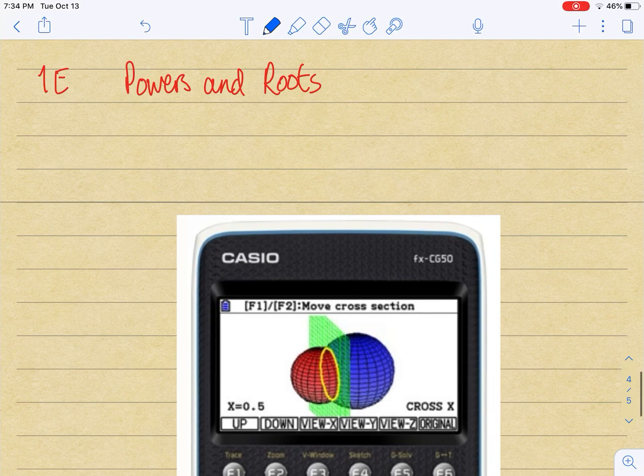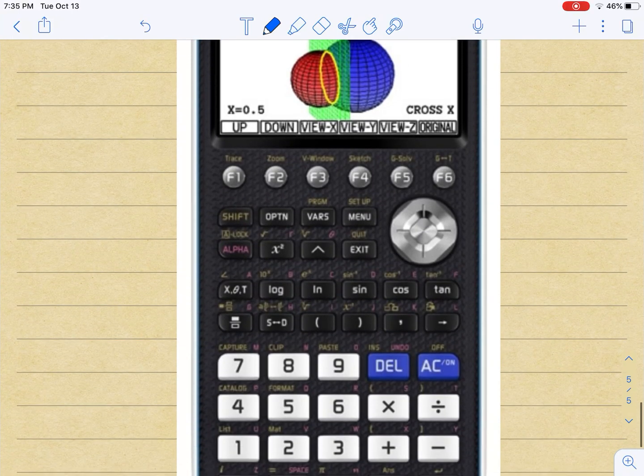Right, on to powers and roots. Things that we might need to know are things like how I would type 3 to the power 4 in a calculator. Well, I could do 3 times 3 times 3 times 3. That wouldn't be too bad. But now imagine it's 3 to the power of 12. It's going to take me a while. I might make a mistake. I might miss a 3. So we need to find the power of button.